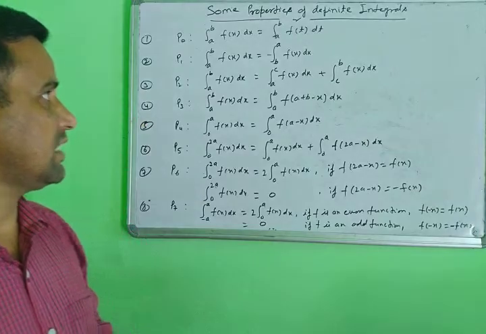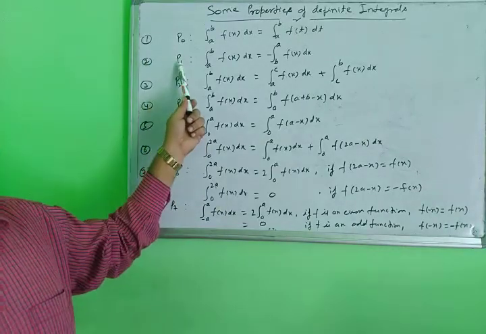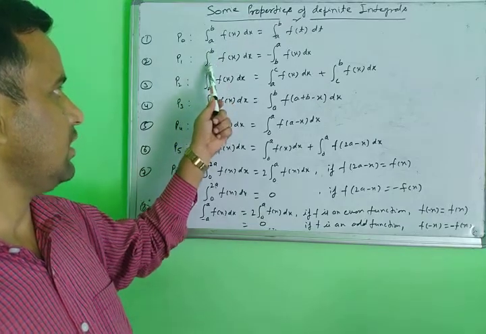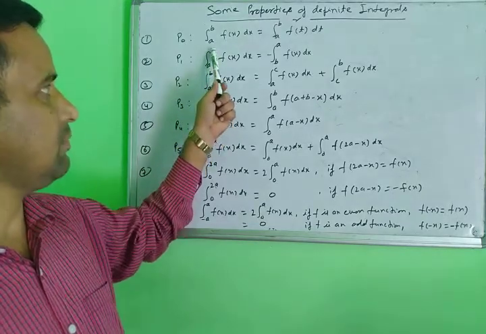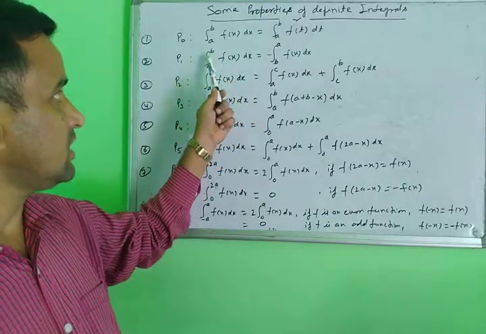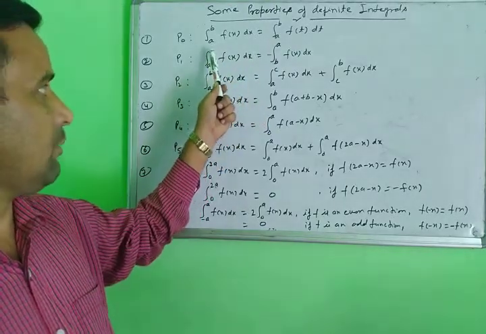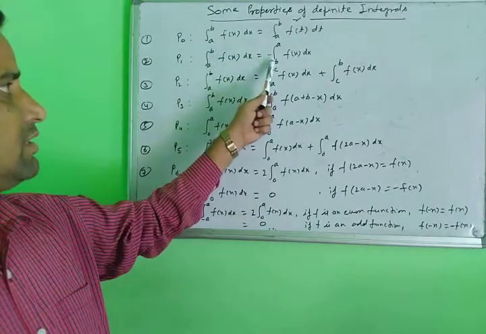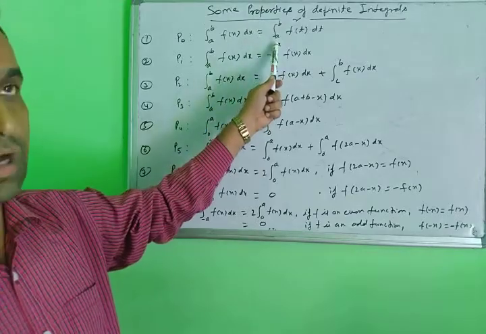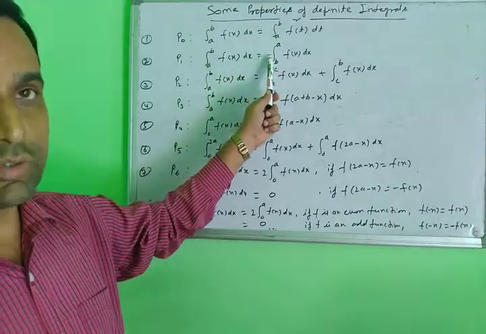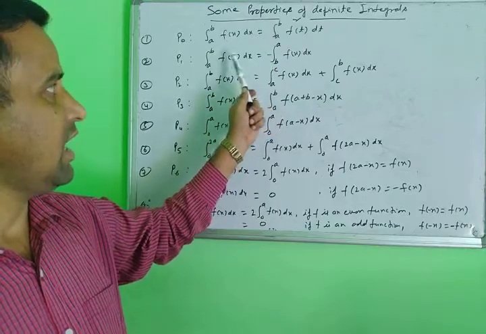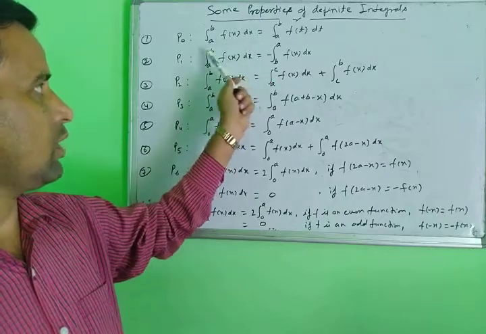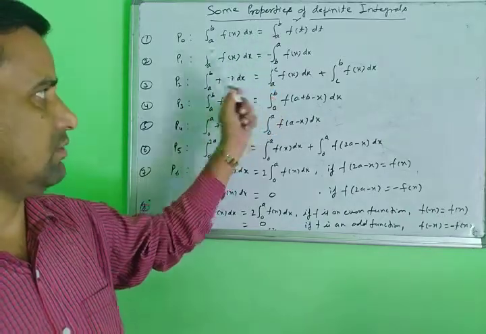dt. The second property is the P1 property. The limits are A to B, where the lower limit is A and the upper limit is B, of f(x) dx. If you interchange the limits, converting the upper limit to the lower limit and the lower limit to the upper limit, then you put a minus sign, and f(x) dx stays the same. It means when you change upper to lower and lower to upper, a minus sign comes in.